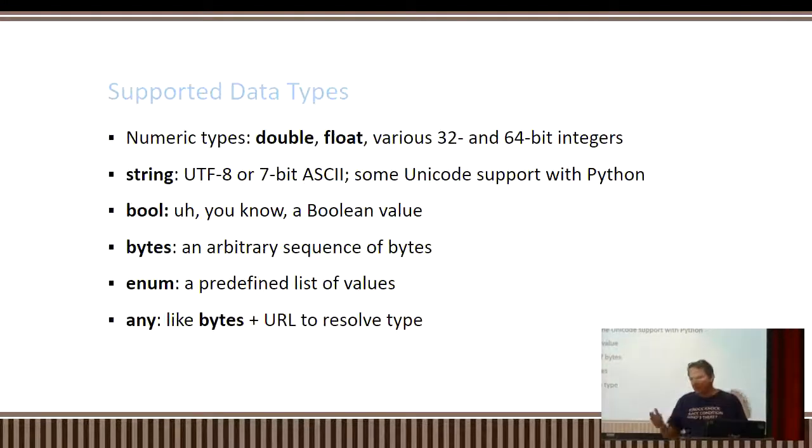Enums, if you're familiar with C and C++, they have the concept of an enum. It's basically just a bunch of named constants that are in a group. So those allow you to have a set of predefined values that you can give meaningful names to, instead of, oh, that's type 1. You could say, oh, that's a Corvette. And then finally, there's this Any type, which is like a bag of bytes, but you can also give it a URL to say, this is how you interpret what this bag of bytes is. I haven't used that before. It sounds pretty cool, but I just haven't used it, so I couldn't say too much about that.